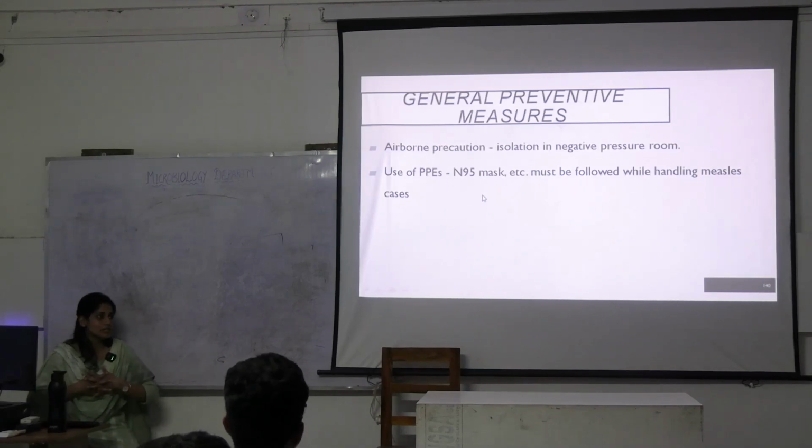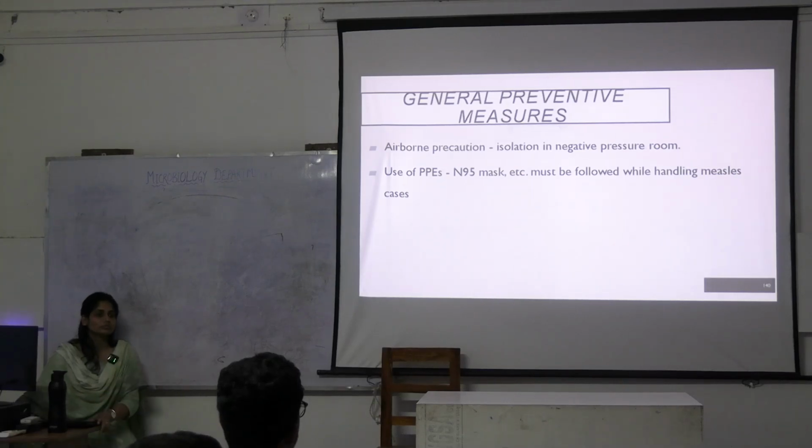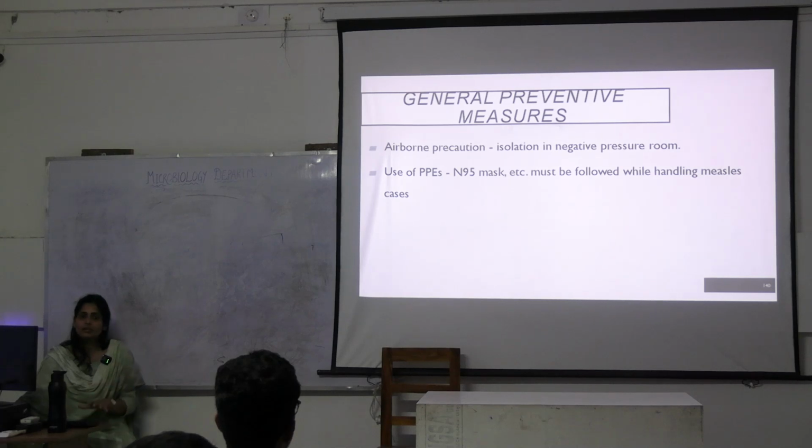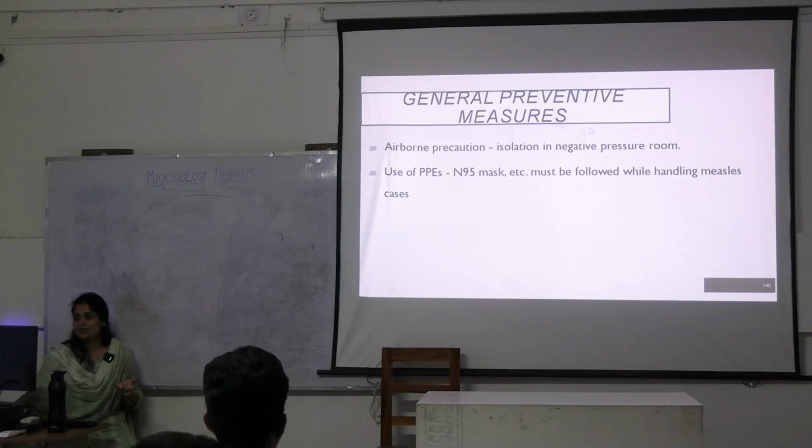Since it can spread through the respiratory route, what airborne precaution should you use? Do you know about a negative pressure room? Anyone? A negative pressure room is a room where negative pressure is maintained, which means the air in this room should not go out, okay, and you should use the appropriate personal protective equipment. What is this equipment? N95 mask. Where else are you using this equipment? Tuberculosis, right? A tuberculosis patient is also placed in a negative pressure room, okay.